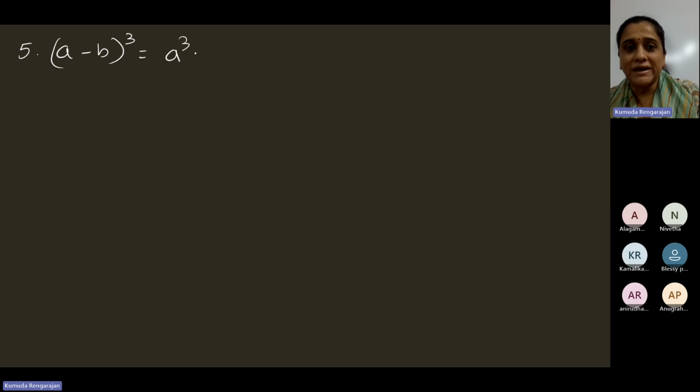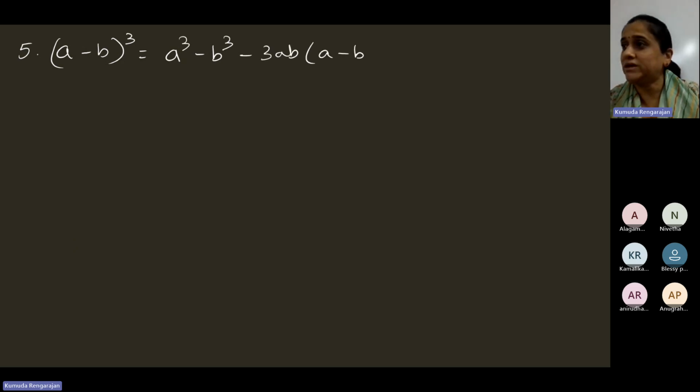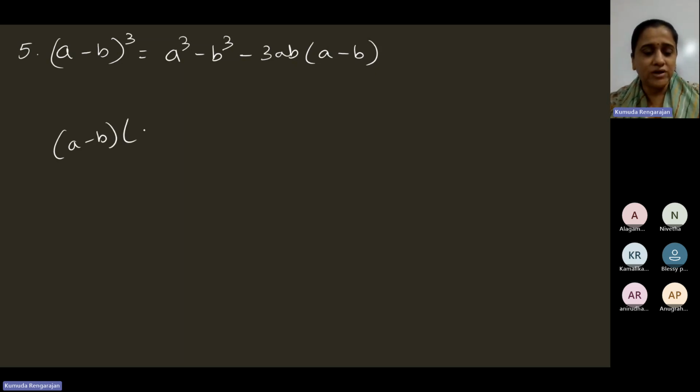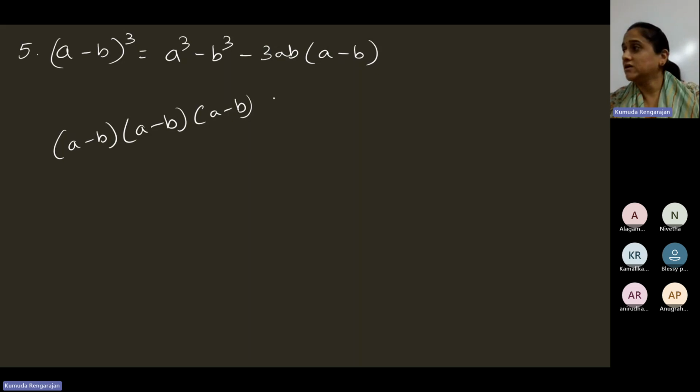Okay, then we have (a minus b) the whole cubed. What is (a minus b) the whole cubed? a cubed minus b cubed minus 3ab into (a minus b). Now you'll be wondering, how did we get all this? When you multiply (a minus b) into (a minus b) into (a minus b), this is what you will get. You should multiply these two first, and that result should be multiplied with the third.